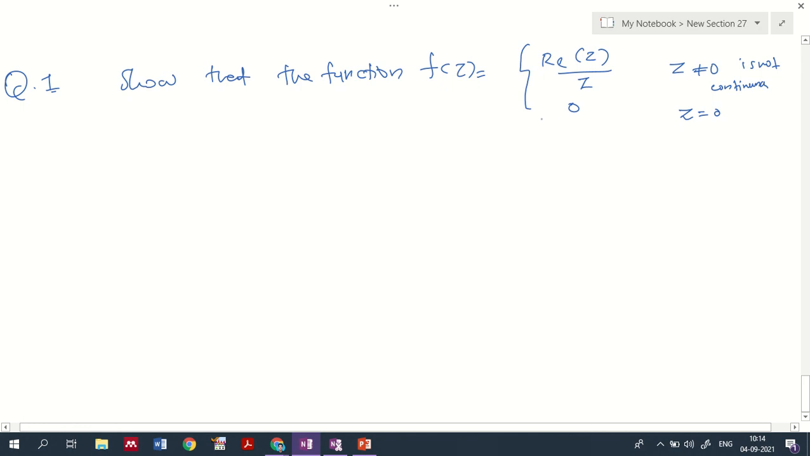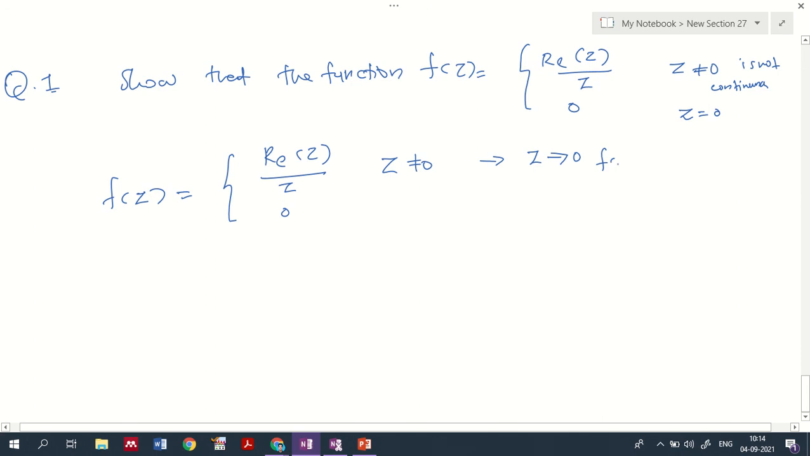So how do we check the continuity in this case? In order to check that, first we need to check whether the limit exists or not. So let me just write it down here. f of z is equal to real part of z divided by z, in the case z not equal to 0, that is we can consider this case will be z tends to 0.